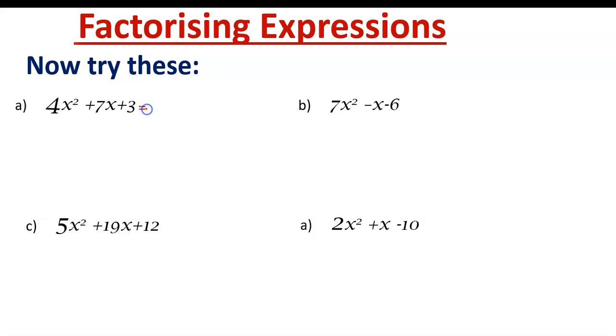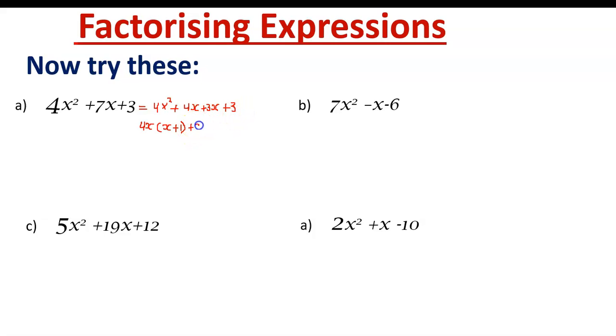4 times 3 is 12. Two numbers that when I times them give me 12, and when I add them give me 7. That's 4 and 3. So I'm going to split the 7 into 4x and 3x, and keep that last 3. I'm going to factorize those first two terms. They've got 4x in common. Take that 4x out. All that's left is x plus 1 here.